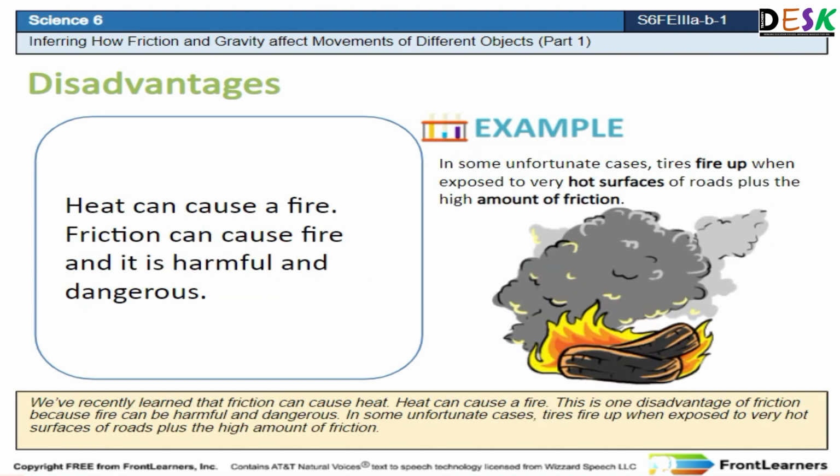We've recently learned that friction can cause heat. Heat can cause a fire. This is one disadvantage of friction, because fire can be harmful and dangerous. In some unfortunate cases, tires fire up when exposed to very hot surfaces of roads plus the high amount of friction.